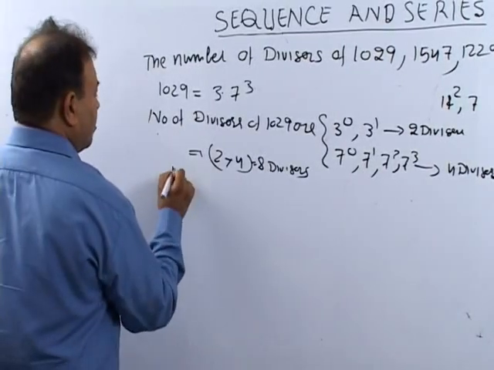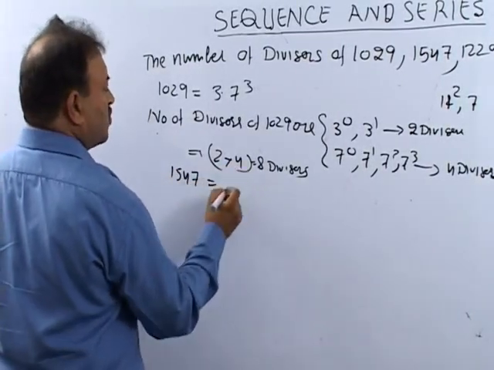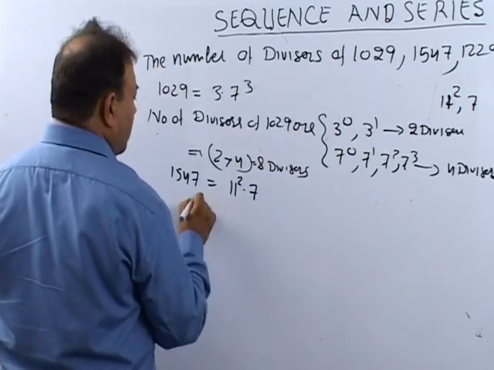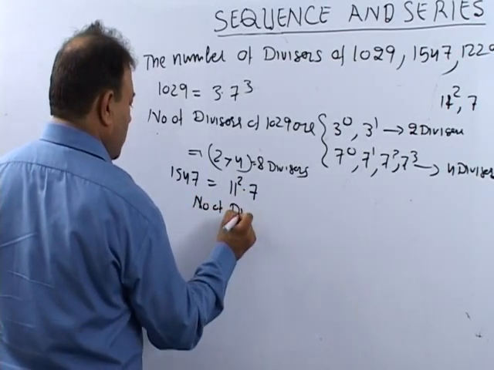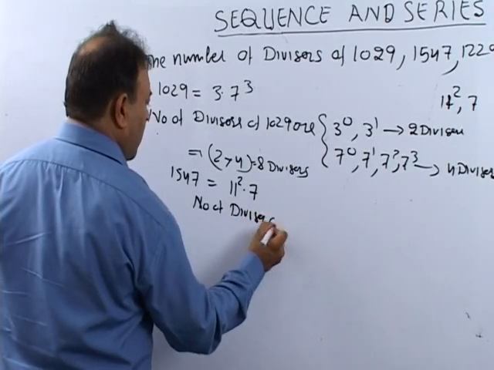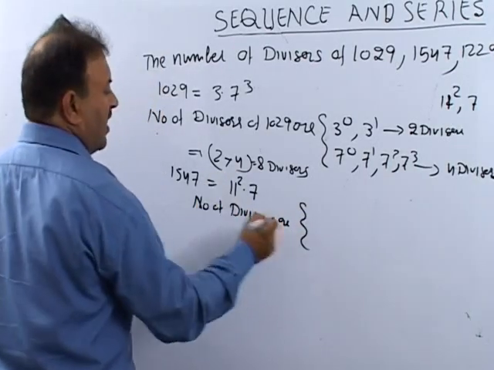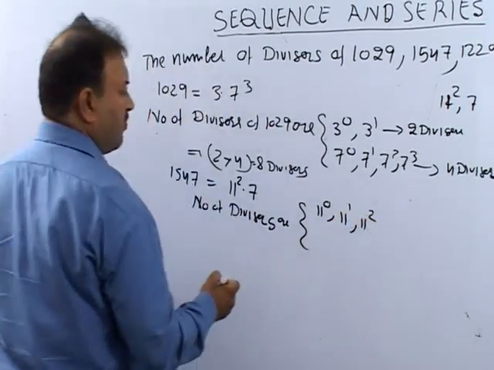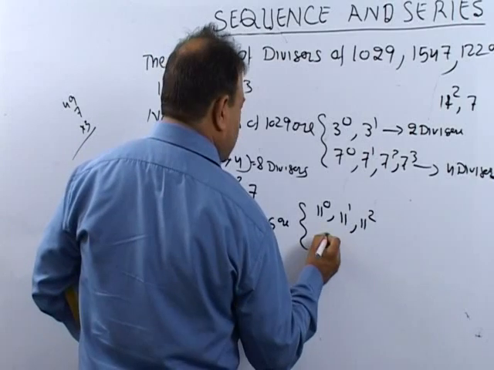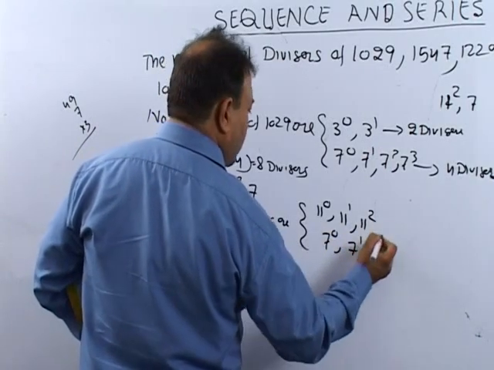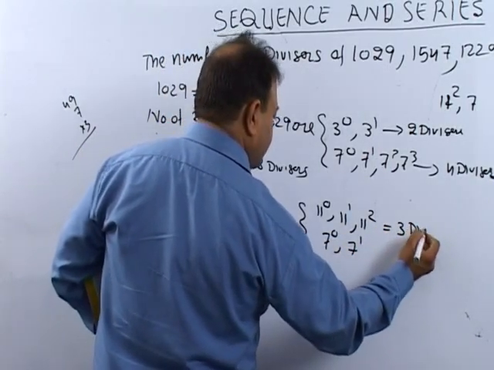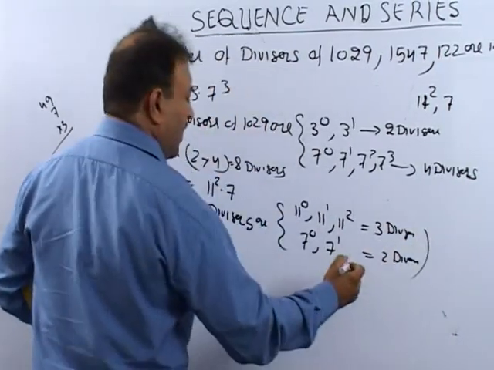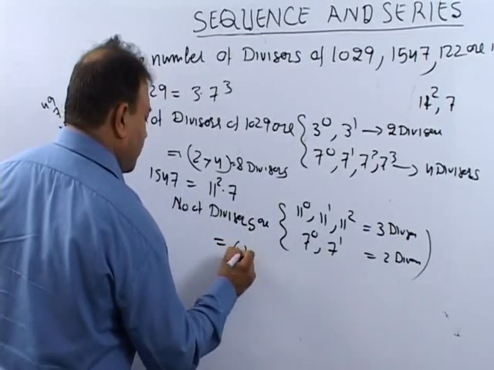Now 1547. Solving it, it is 11 squared into 7. So the number of divisors: first for 11, it is 11 to the power 0, 11 to the power 1, 11 to the power 2. Then 7 to the power 0, 7 to the power 1. These are 3 divisors and 2 divisors. Multiplying, it comes out to be 6 divisors.